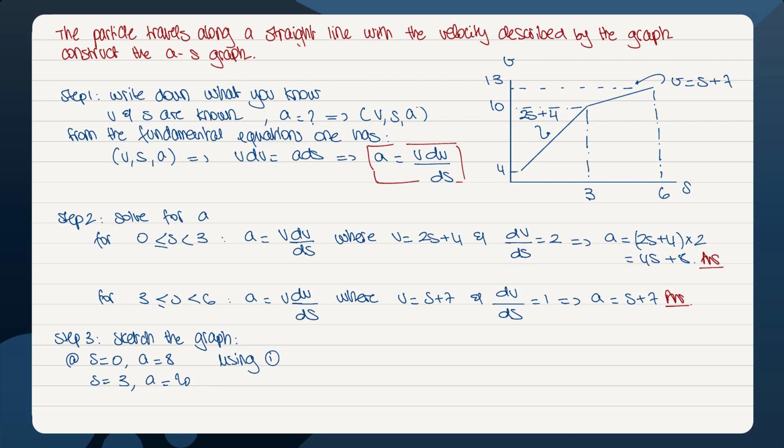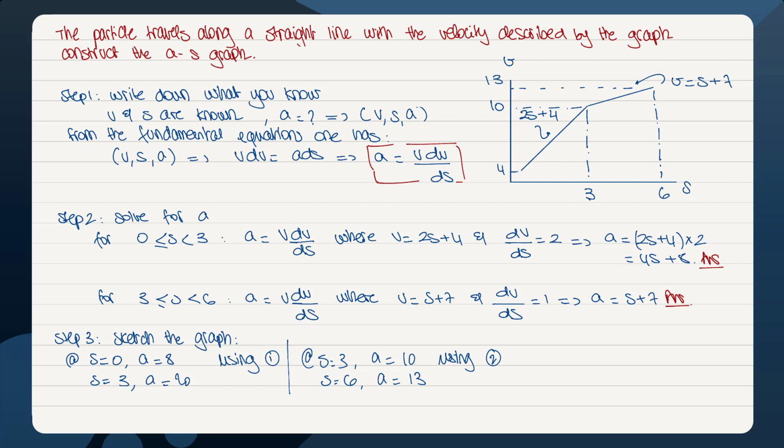Now using the second equation for the second chunk, we need to take the extremities, so S equal to 3 and S equal to 6. Replacing that into the second equation, in which A is equal to S plus 7, one has A equal to 10 for S equals 3, and A equal to 13 for S equal to 6.